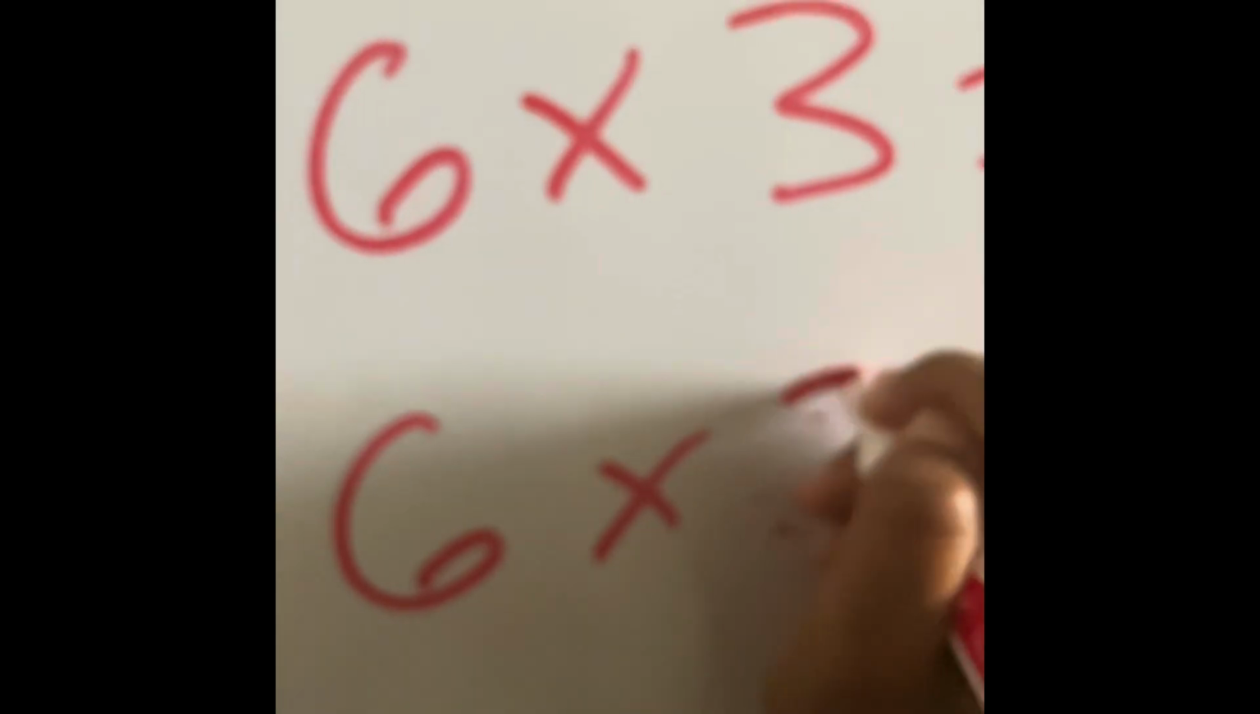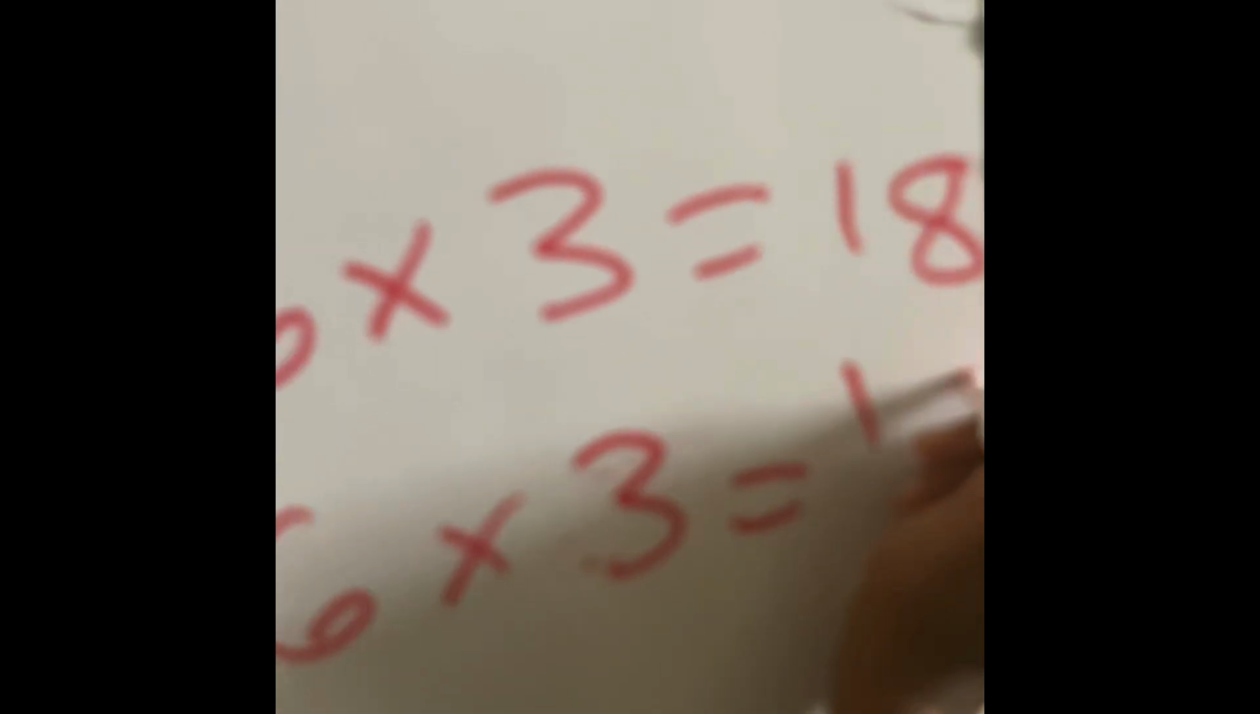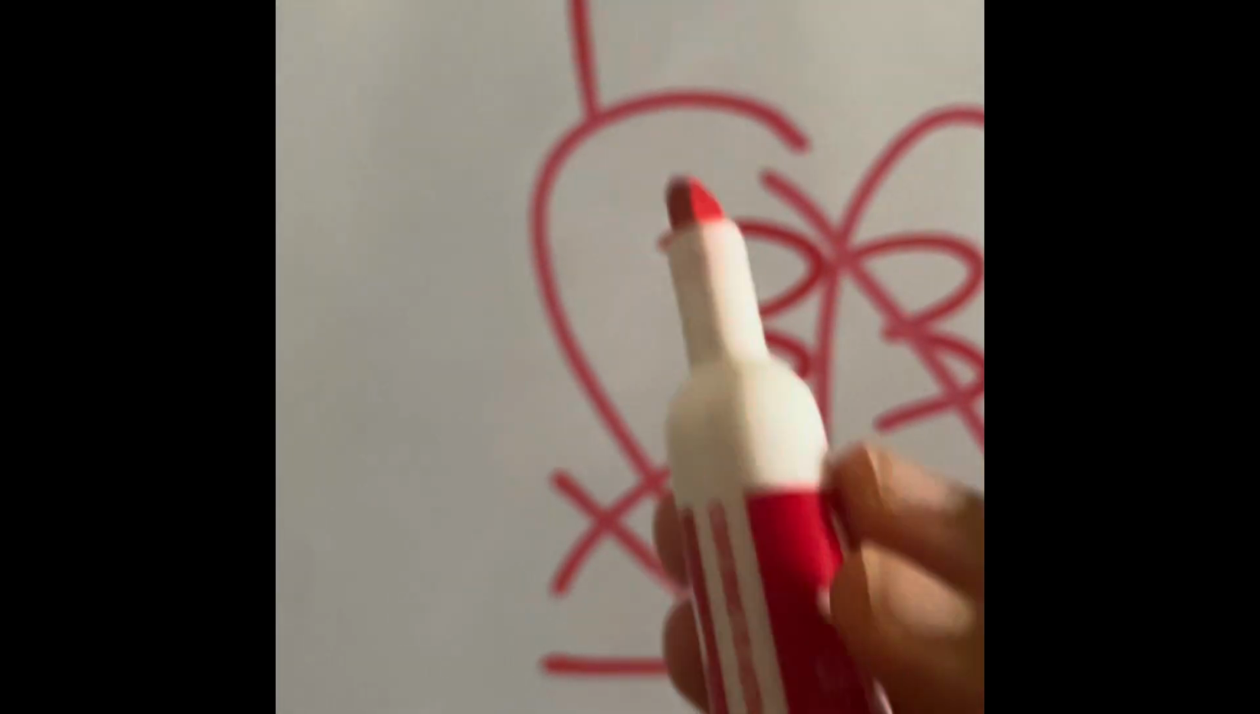So then 18 plus 1 is 19. So the answer equals 198.